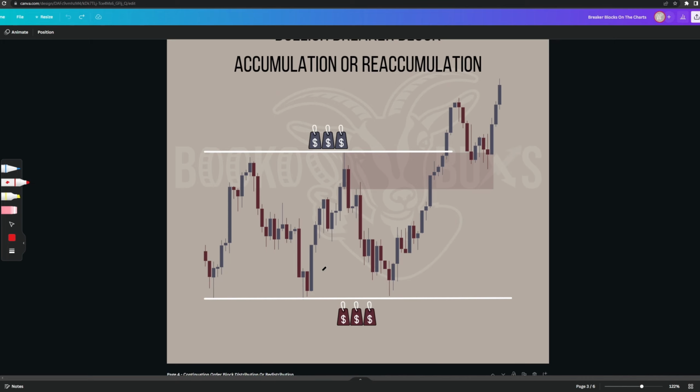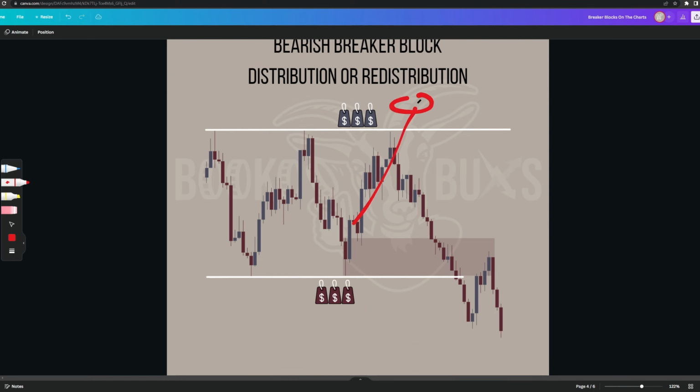And then accumulation. Technically, I should have a wick down here, which I don't. So technically, there should be a wick down here because this will be the sell side liquidity sweep. And then this bearish order block is the breaker block. So I have to fix that. Same thing here. Price should be sweeping buy side liquidity and then dropping. This bullish order block is the breaker block.